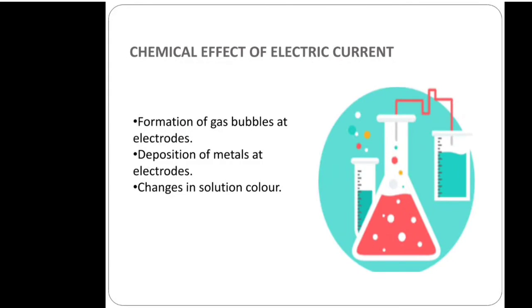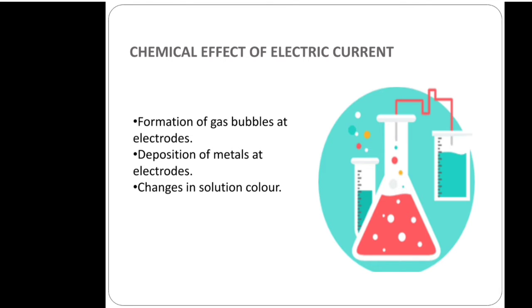So the chemical effects of electric current include the formation of gas bubbles at the electrodes, then the deposition of metals at the electrodes, and also changes in the solution color. So these are the various chemical effects of the electric current.